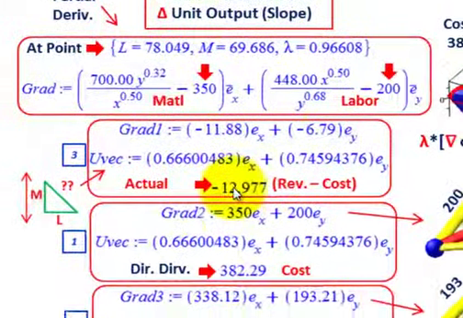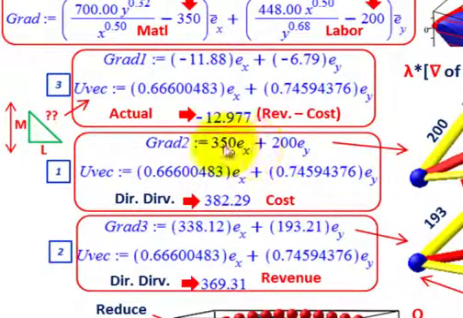So now, the same thing for our cost. Remember our gradient, 350 for material, 200 for labor. Take your unit vector times that. You're going to come up with the unit vector for your material times 350, and then the unit vector for your labor times 200. So you're adding those two together, and your directional derivative is 382.29. That's for our cost.